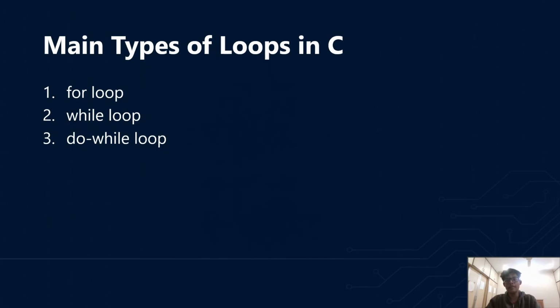In C, there are three main types of loops: for loop, while loop, do while loop. Each of them is used in slightly different situations. Let's discuss them one by one.